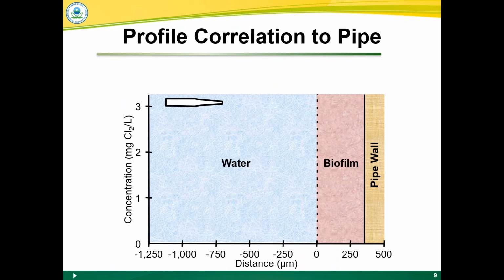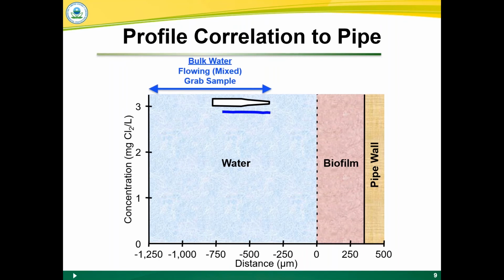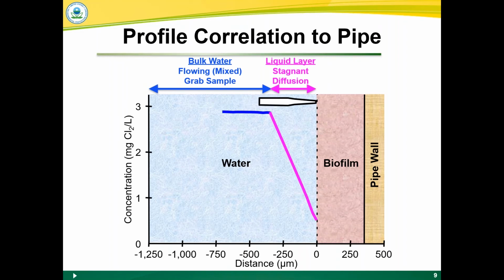We take our microelectrode and start moving it towards the biofilm and take measurements. The first area we hit is essentially the bulk water. On all these profiles, the bulk water represents what you would measure if you went out to a pipe in a system and took a water sample. It's the completely mixed water in the bulk phase. As we do microelectrode profiles, it shows as a horizontal, constant concentration. When you get to within a couple hundred microns of the biofilm, though, you start to see an area represented by the liquid layer, or a stagnant layer, where only diffusion is occurring.